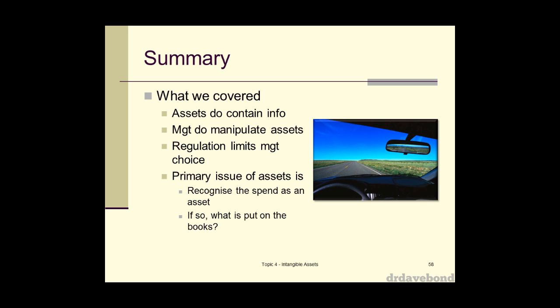So what we covered: assets do contain information. Management does have the incentive to manipulate assets. Regulation hopefully limits that choice, assuming they actually follow the regulation. And what we're primarily looking at is, do you count that spend as an asset or do you expense it? And if you put it on the books, how much you put it on the books for and how much is kept on the books over time.